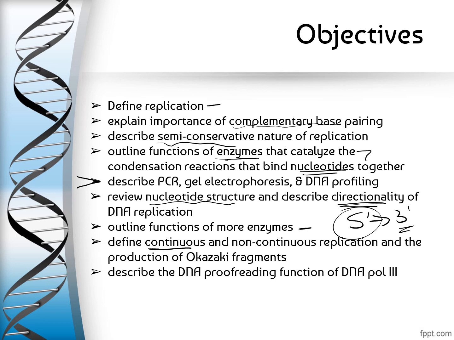We talked about continuous replication on the leading strand, non-continuous replication on the lagging strand, because we could only go in that 5' to 3' direction, and that leads to the formation of Okazaki fragments that need to get glued together. And we wrapped up with that look at DNA proofreading. DNA polymerase 3 can check its own work to reduce the number of mutations that get added to our DNA during replication.